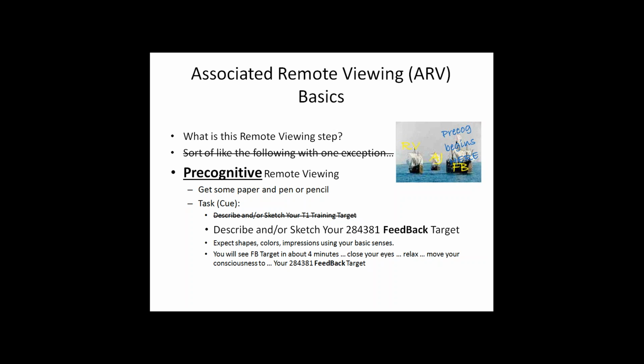The cue is: describe and or sketch your, and now you have a real coordinate, 284,381. So this coordinate is really associated with the feedback target that you're going to see in about 4 minutes. We're going to do a short cool down, and then I'm going to give you a couple of minutes to get information that you'll put on your transcript, and then you're going to see your feedback target. So this is precognitive remote viewing.